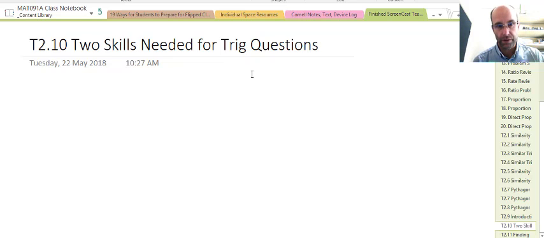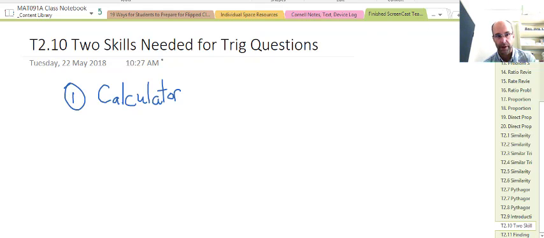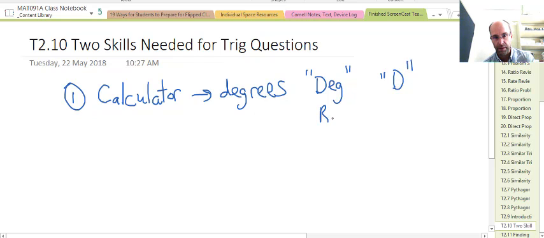We're looking at two skills needed to successfully do trig questions. The first skill is to do with your calculator. This will depend a bit on the calculator you have, but you'll need to make sure it's in degrees mode for the questions we do, and depending on the sort of calculator you'll usually see some indicator like deg or just a D. Watch out for ones that might say RAD, which stands for radians.